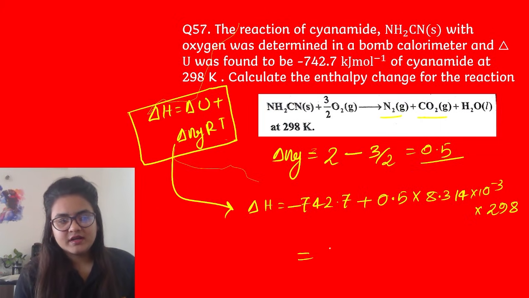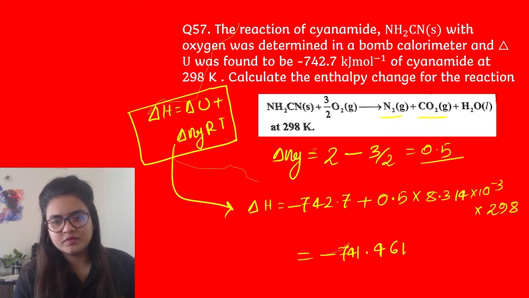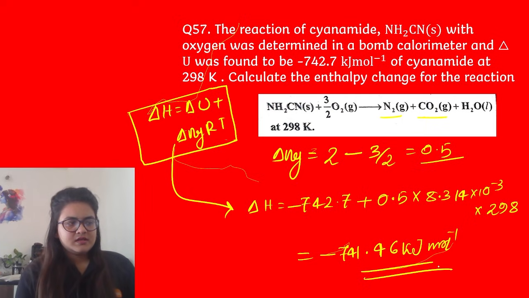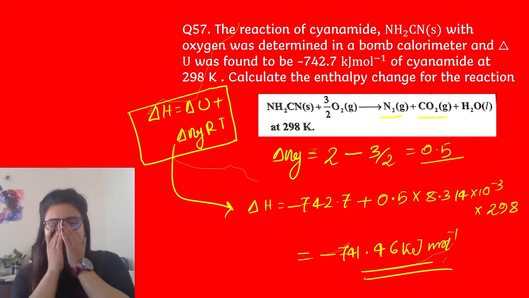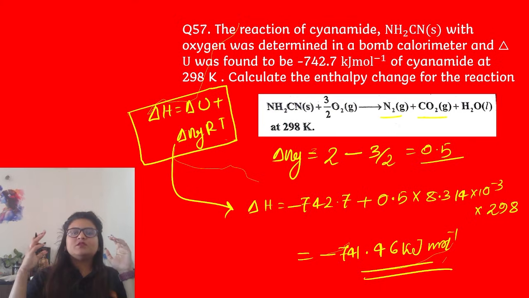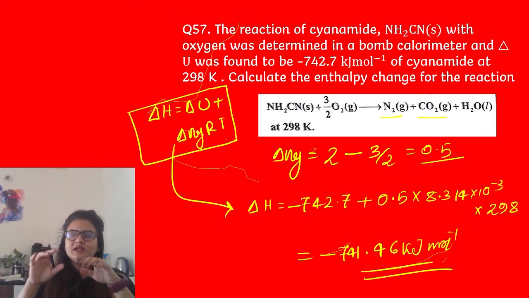So if you calculate the overall thing, it will come up to be something like minus 741.741, minus 741.46 kilojoule per mole. So that is the answer. I guess you understood this. This is the enthalpy change for this reaction. Whenever they mention the bomb calorimeter, you can use this formula, delta H equals delta U plus PV, PV means delta Ng RT. That's it. So you calculate delta N and put everything over there, you will get the answer.